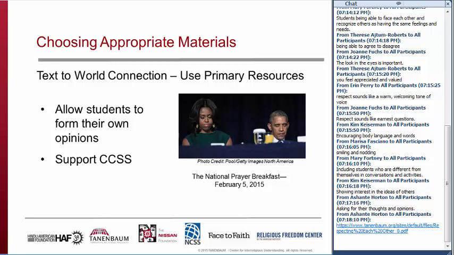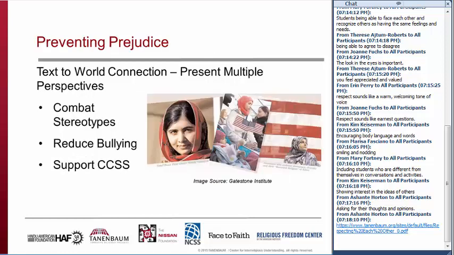And if you remember the event and the news coverage that was surrounding it, you can see that there was a lot going on, but here was an opportunity to make a text-to-world connection between his actual full speech and allowing students to form their own opinions based on the speech, not on the commentary around the speech, or not even on popular opinions around the speech.